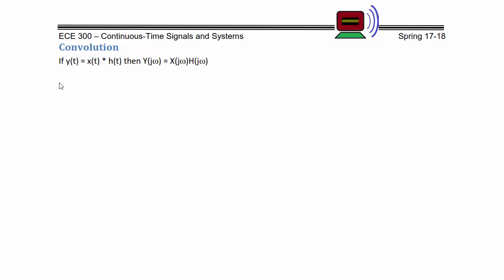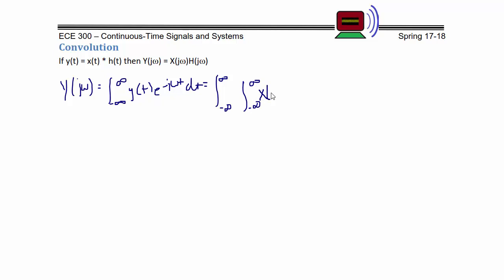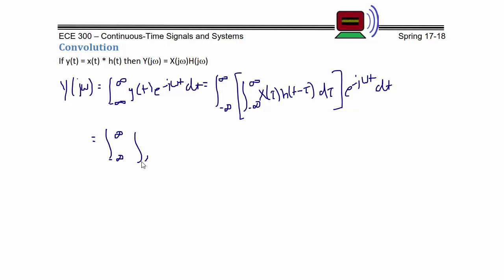So, using the definition, we have Y of j omega is equal to the integral from minus infinity to positive infinity, y of t e to the negative j omega t dt. So, using our definition of the convolution, we have the integral from minus infinity to infinity, the integral from minus infinity to infinity, x of tau, h of t minus tau, d tau, that's y of t, times e to the negative j omega t dt. This can be rewritten as the integral from minus infinity to infinity, the integral from minus infinity to infinity, x of tau, h of t minus tau, e to the negative j omega t, d tau dt.